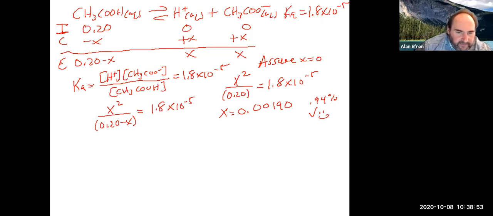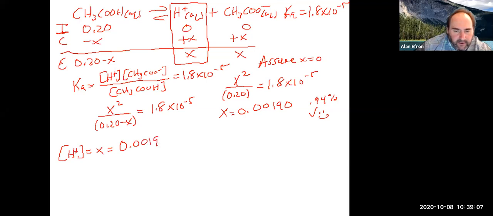That is going to be our H plus concentration, as we can see from our table here. So the concentration of H plus will equal x, which in this case is 0.00190 molar. That means that our opening pH here for our acetic acid solution would be minus the log of 0.00190.